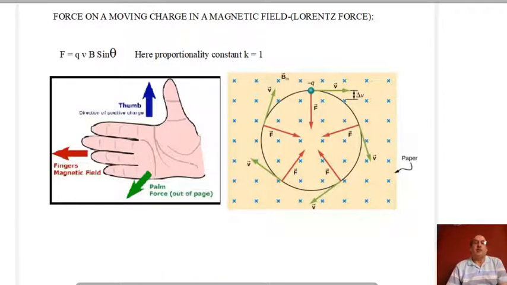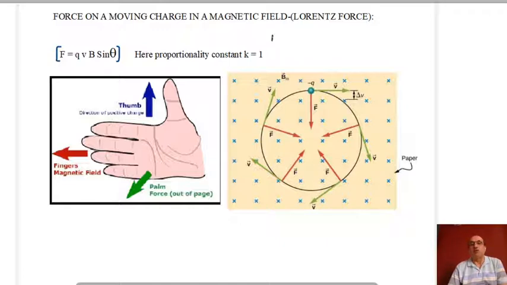The Lorentz force inside a magnetic field on a moving charge is F equals Q V B sine theta. Here the proportionality constant is taken as 1. So we will use this equation for the Lorentz force: F equals Q V B sine theta.